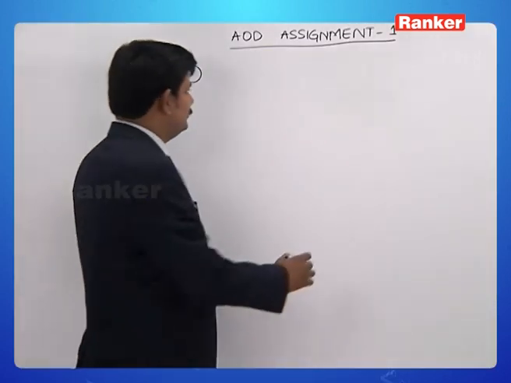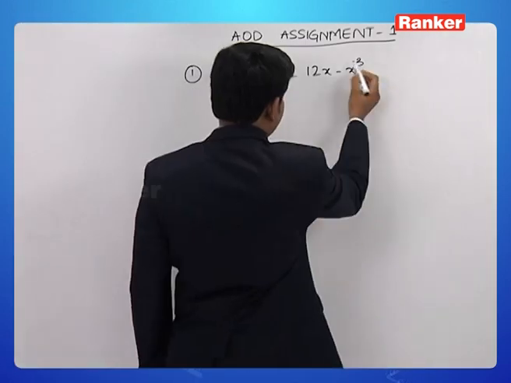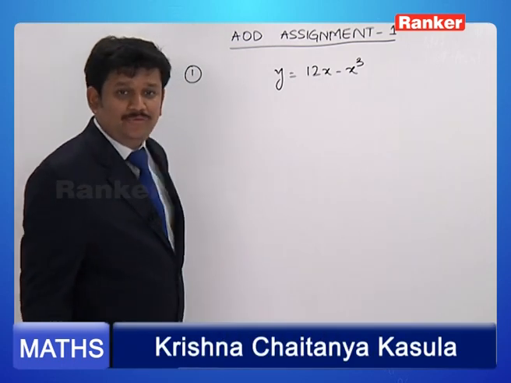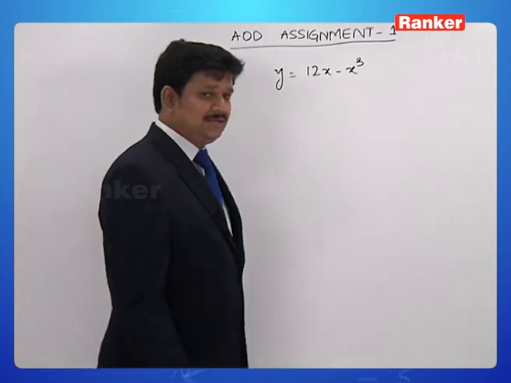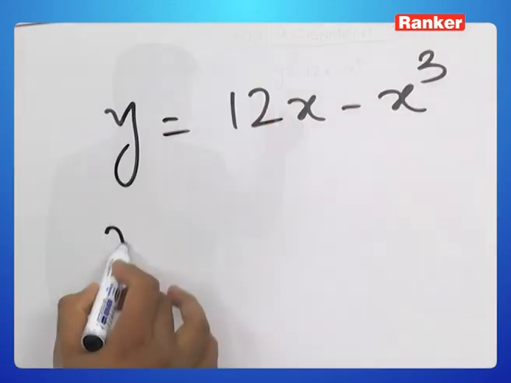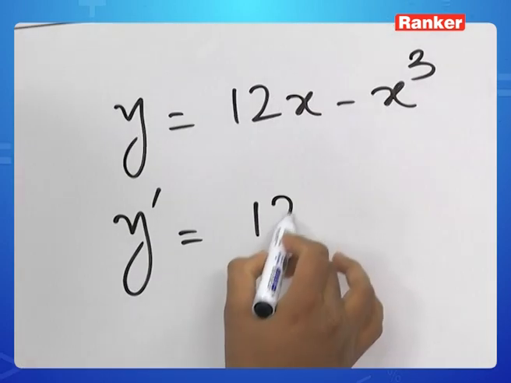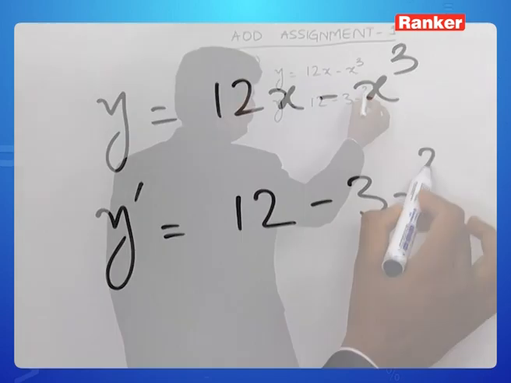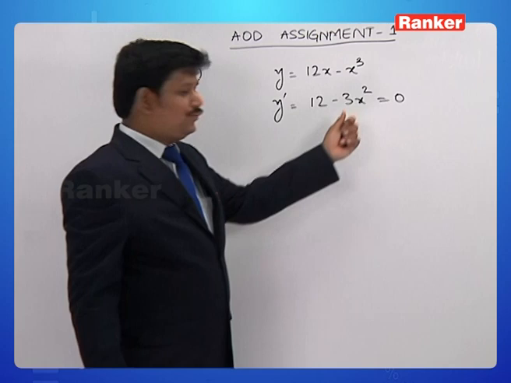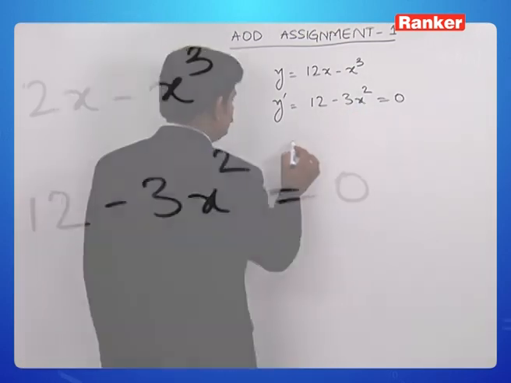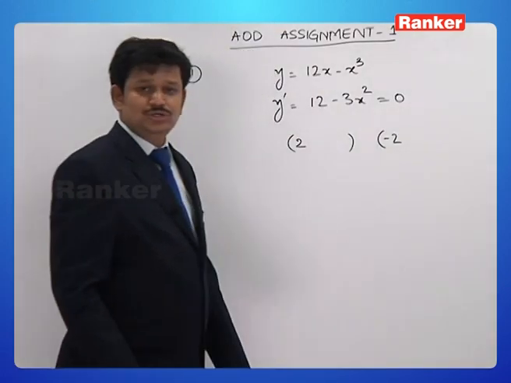We are given the curve y is equal to 12x minus x cube. We have to find points on this curve at which gradient is 0, that is, slope of the tangent should be 0. Slope of tangent we know is given by y dash. Differentiating this, we get 12 minus 3x square, and this becomes equal to 0 when x square is 4, or x is plus or minus 2. So x coordinates of the points where slope of the tangent is 0 should be 2 or minus 2.